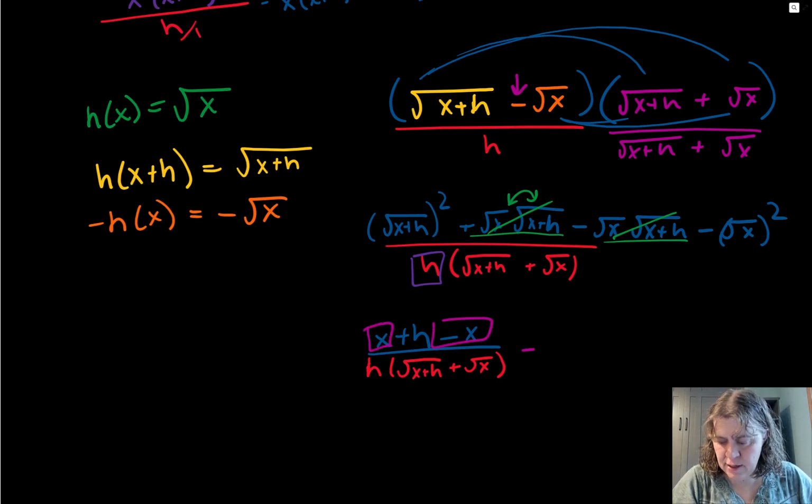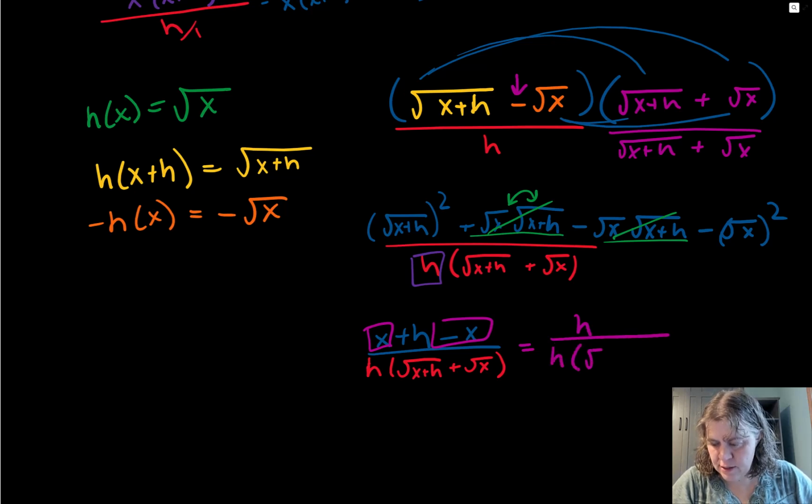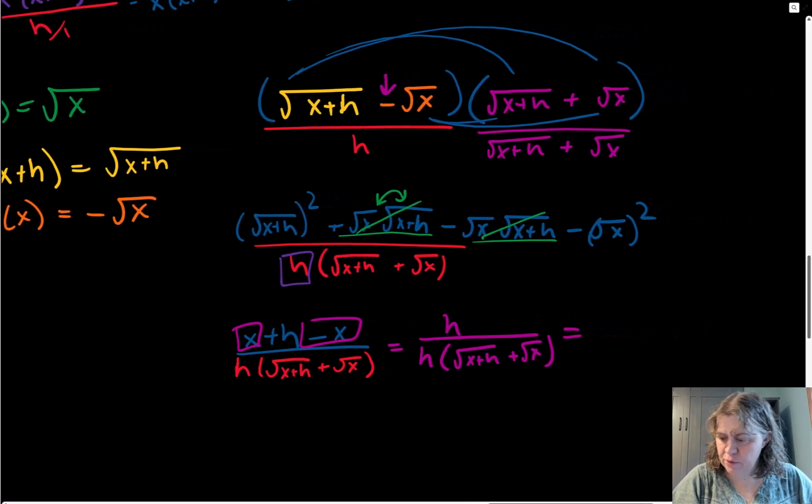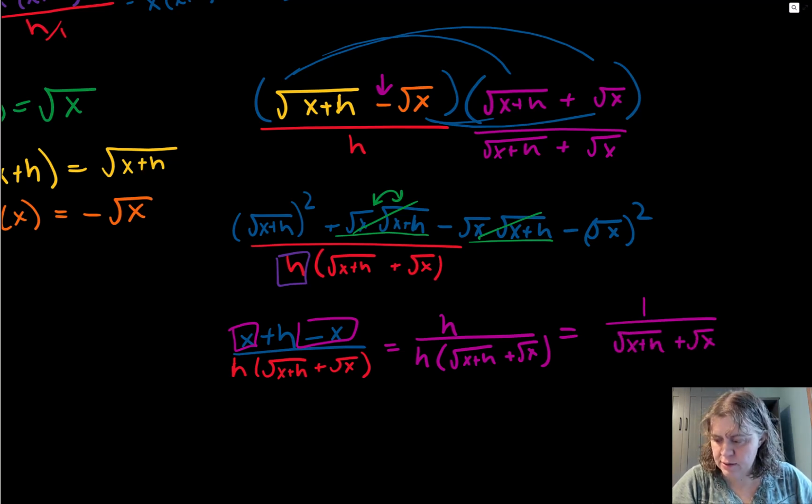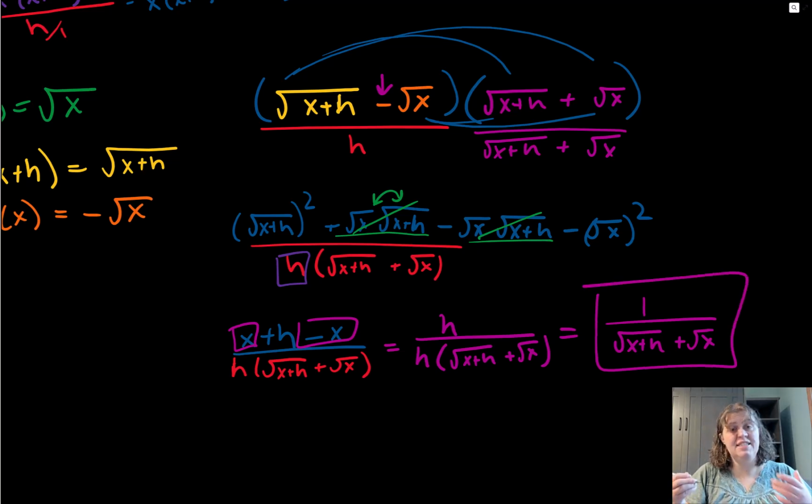Okay, so continuing on with my simplification trick, I've got a positive x and a negative x, so those are going to cancel. And I'm going to have h over h times the square root of x plus h plus square root x. Turns out those h's can go away. Oh, beautiful. And we're left with 1 over the square root of x plus h plus square root x. And that is the difference quotient for the square root of x.